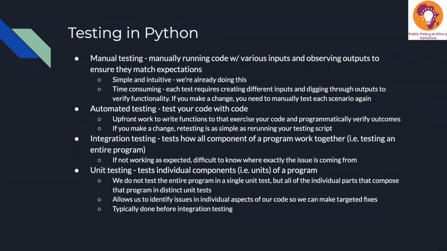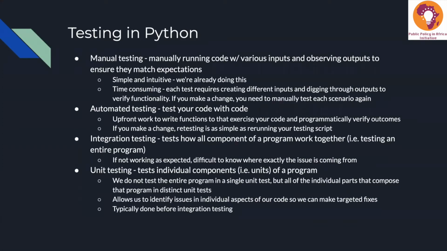And then there's unit testing, which is what we'll be going over in this lecture. So unit testing tests the individual components or units of a program. So we don't test the entire program in a single unit test, but all of the individual parts that compose that program in distinct unit tests. This allows us to identify issues in individual aspects of our code so that we can make targeted fixes to that code. And this is typically done before our integration test.